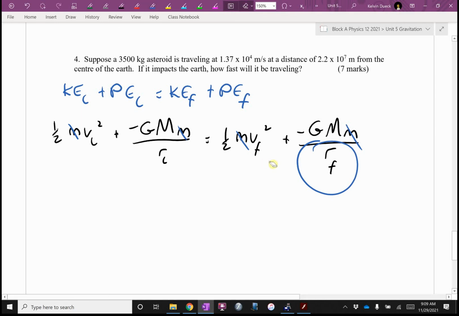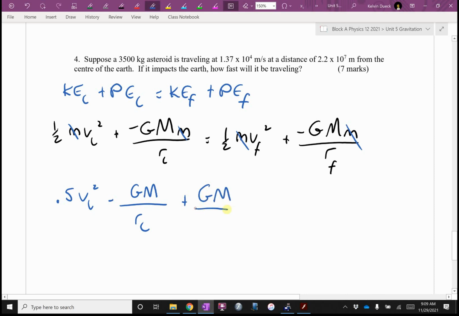Here, I'm getting the V by itself. You could multiply by 2 to clear the 1/2. I chose not to. I said, okay, this is going to be 0.5 V initial squared plus negative big G big M over R initial, plus, in fact, instead of plus negative, I wrote minus right there, and here I wrote plus big G big M over R final. That equals 0.5 V final squared.